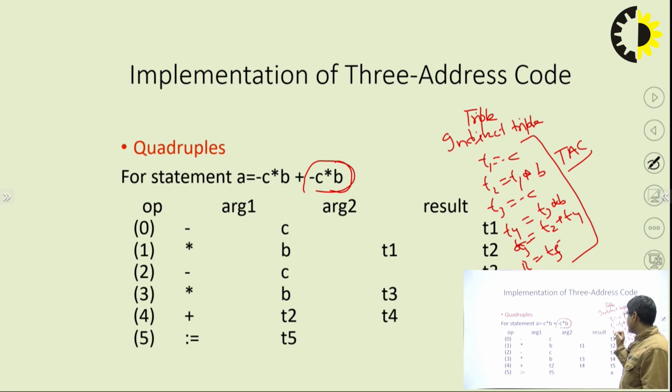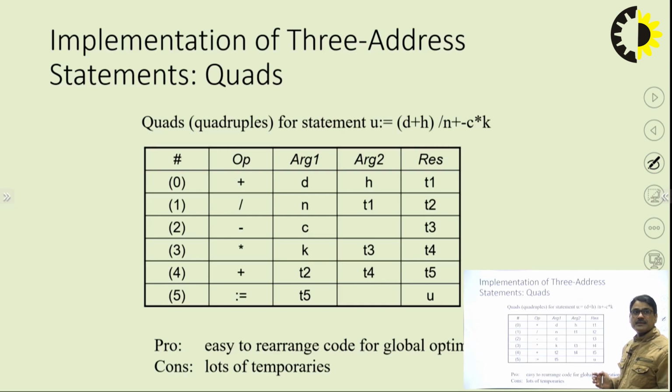After that you will be inputting this into the table. You will see that for T1 equals to minus c, argument 2 is not there because it is a unary operator. So that is the particular representation of quadruple. But firstly you have to convert this expression into 3 address code. Every time you implement any 3 address code into quadruples, triples and indirect triples, firstly you have to do this work. It is mandatory for representing the 3 address code.